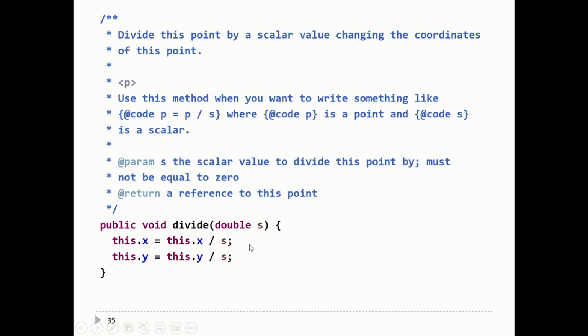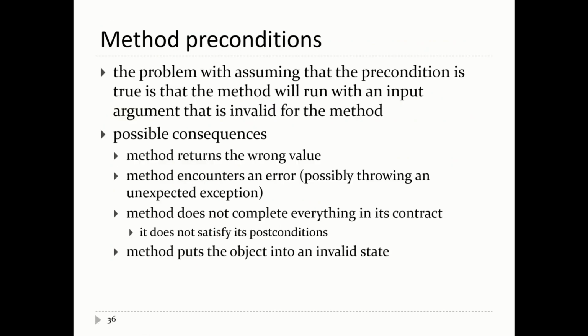In other words, the implementer of this particular method does not care if an illegal value of s is passed in. They're just going to go ahead and divide by s anyway. And this is a perfectly acceptable thing to do. However, there are some problems if you do this. The problem with assuming that the preconditions are met is that your method ends up running with inputs that are invalid, and that's going to have consequences.